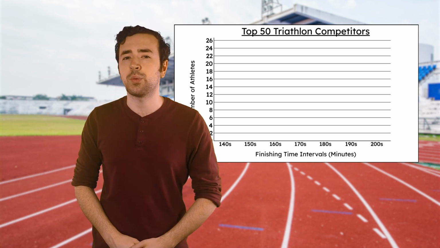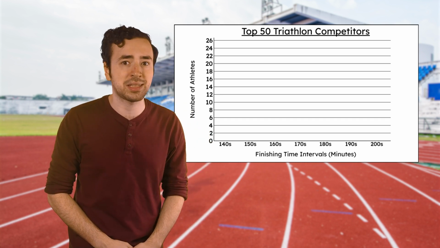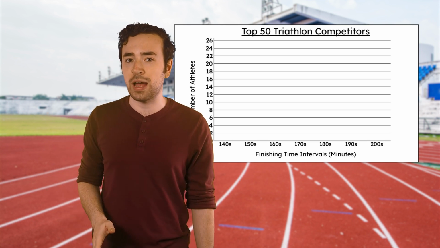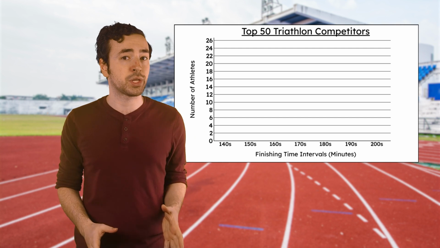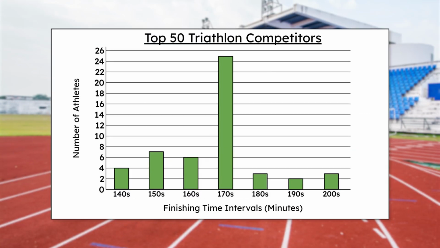Now that we have our scale for the y-axis and categories for the x-axis, we can set up the rest of the bar graph to visually compare the finishing times. Just looking at the graph, which time category has the most finishers? The tallest bar represents the most common finishing time among the top 50 competitors.